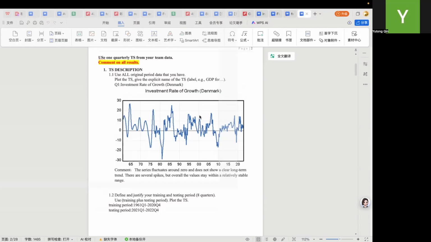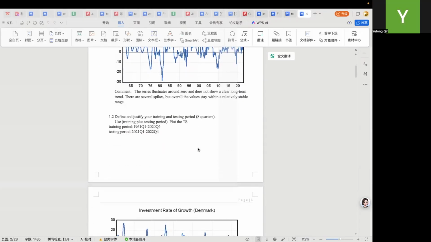We use the quarterly investment rate of growth from Denmark as our main variable. Overall, the series fluctuates around zero and does not show a clear long-term trend. Although there are some spikes, the values remain within a relatively stable range.